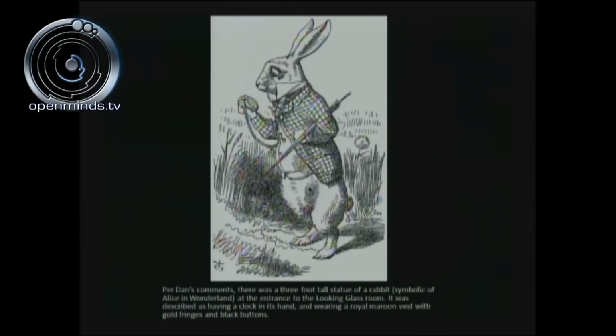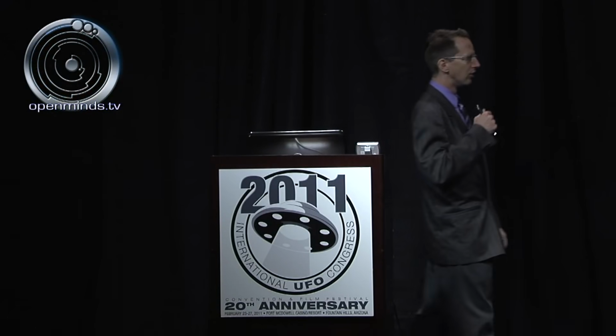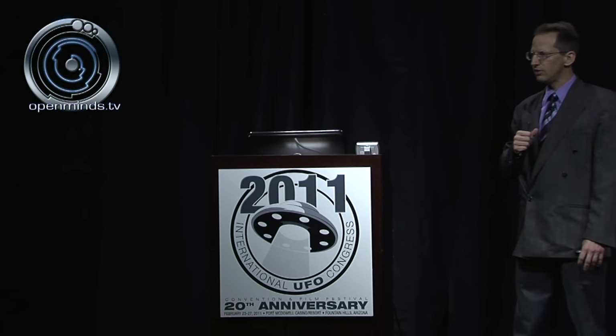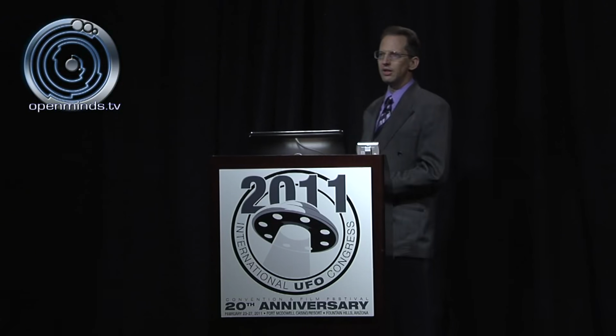Now, per Dan's comments, there was a 3-foot tall statue of an Alice in Wonderland rabbit. He had a maroon vest, golden fringes, and black buttons. He was holding a clock, and this is symbolic that you're going down the rabbit hole into a world that's beyond belief, and that's exactly what happens in the looking glass area. So it was a symbolic encrypted message.